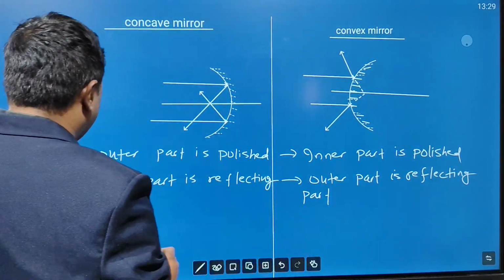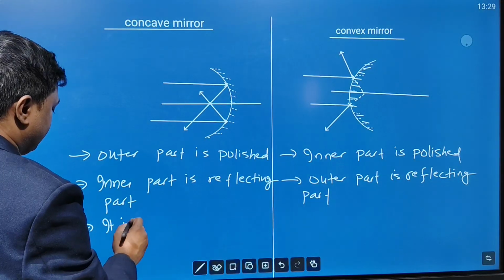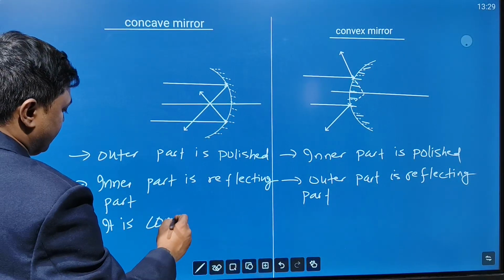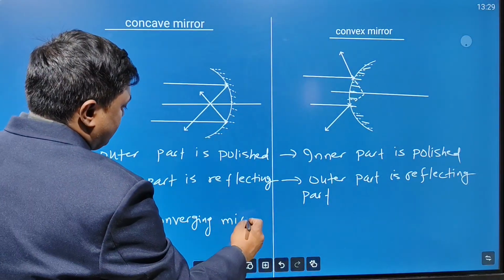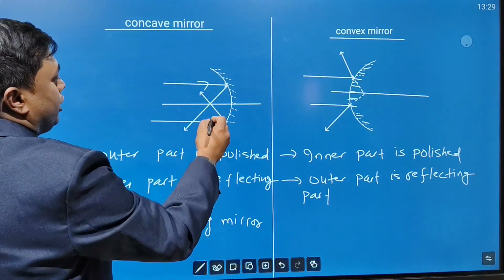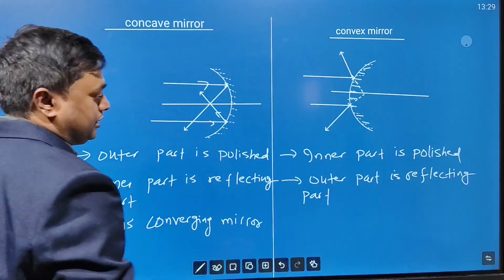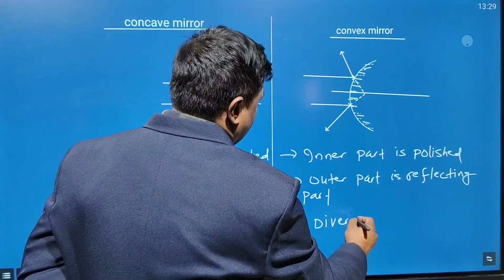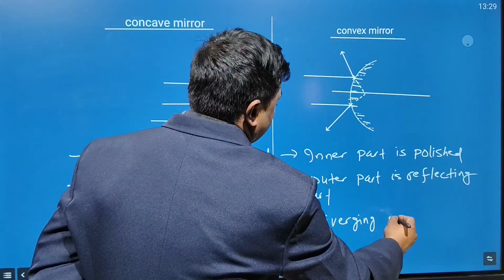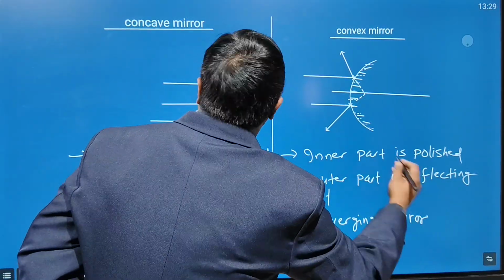When we talk about concave mirror, it is called a converging mirror. Why? Because it will converge the ray of light which is parallel to the principal axis. Whereas convex mirror is called a diverging mirror. I hope you understood this.